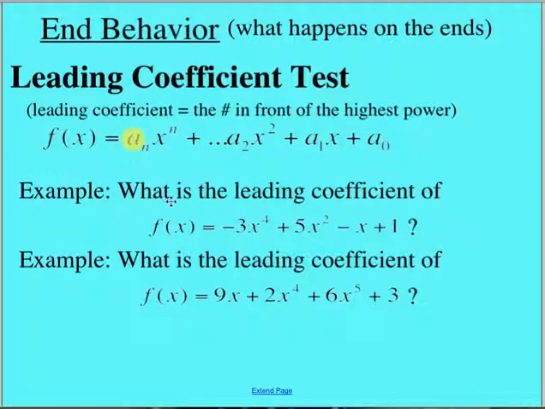So for example, what is the leading coefficient of f of x equals negative 3x to the fourth plus 5x squared minus x plus 1? This would be a negative 3. That's the number in front of the largest exponent. What about the leading coefficient of 9x plus 2x to the fourth plus 6x to the fifth plus 3? Now you'll notice this is not in standard form. It's not the largest exponent and then in descending order. My leading coefficient would be a positive 6 because that's in front of the largest exponent.